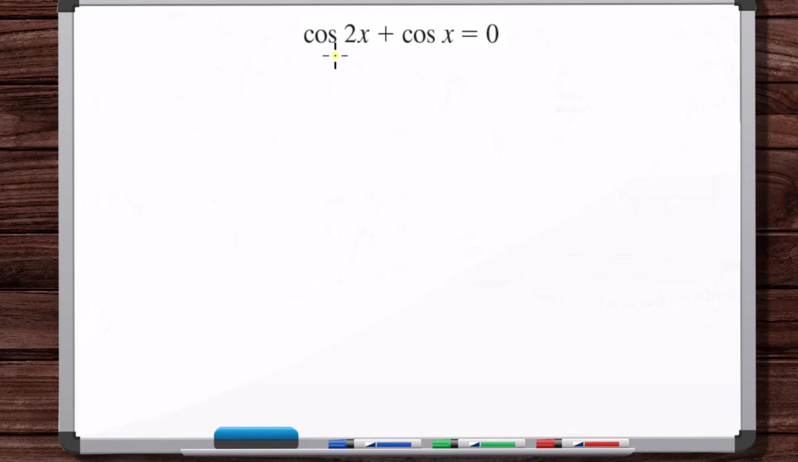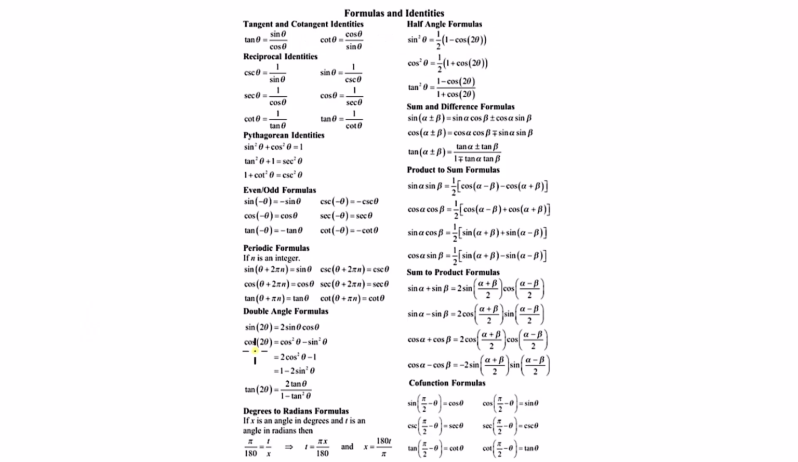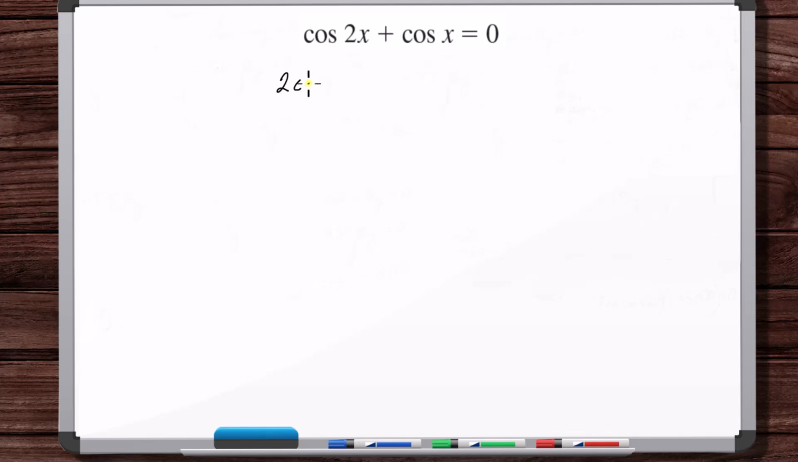We've got a mixed equation, so we can't just make a substitution and convert this into something algebraic. Let's convert cosine 2x to single angles using the double angle formula for cosine. Cosine 2x is equal to, and we want it in terms of just cosine, 2 cosine squared x minus 1. So 2 cosine squared of x minus 1 plus cosine x is equal to 0. Now we've got all cosine x's.